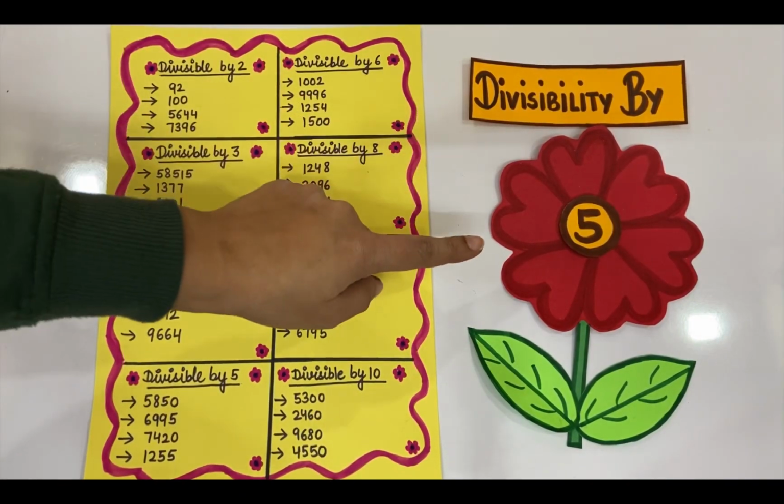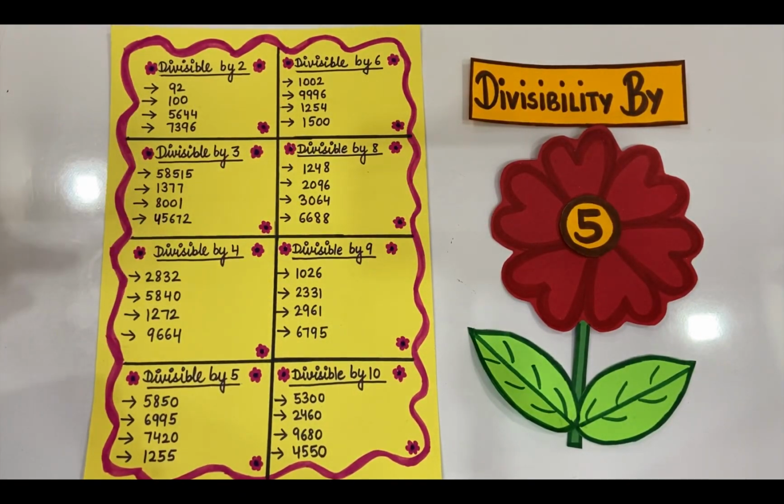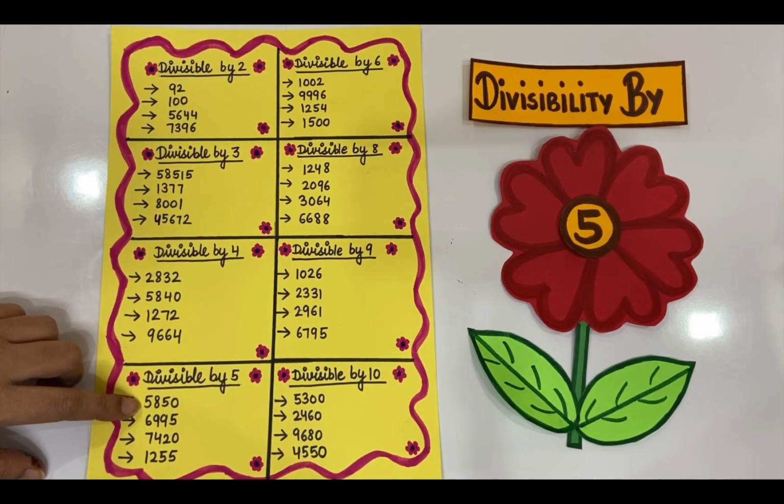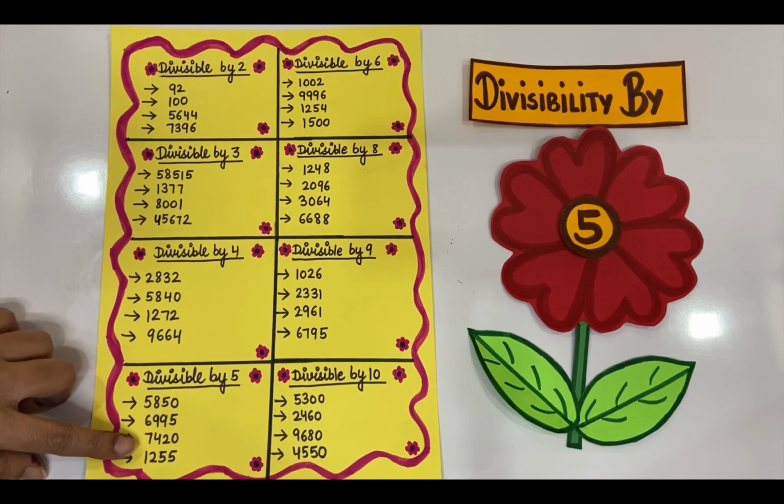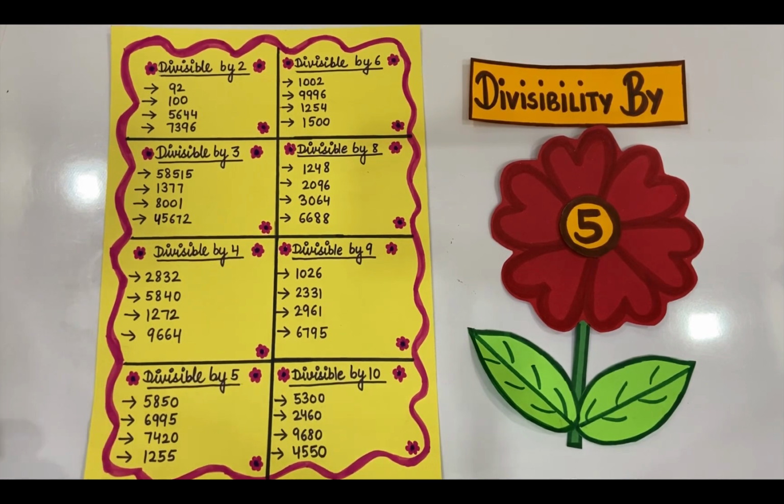Now divisibility by 5. If the last digit is 0 or 5, then the whole number is divisible by 5. For example, 5850, 6995, 7420, 1255.